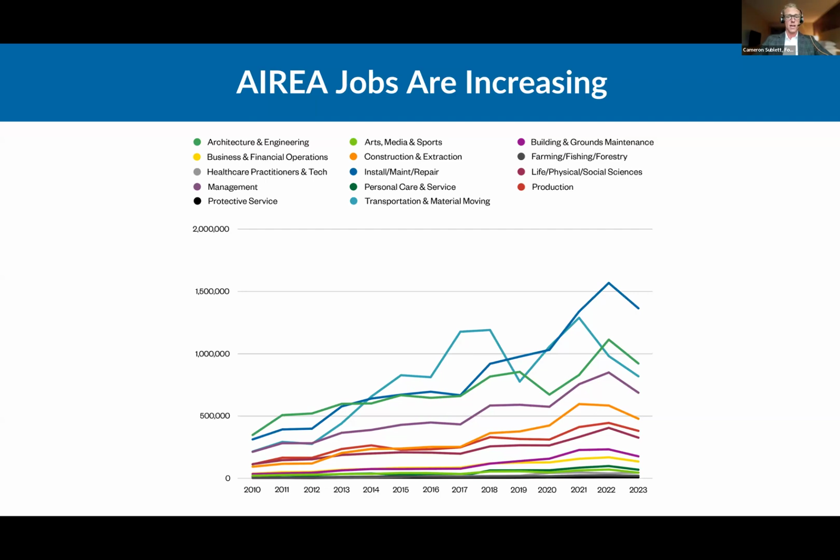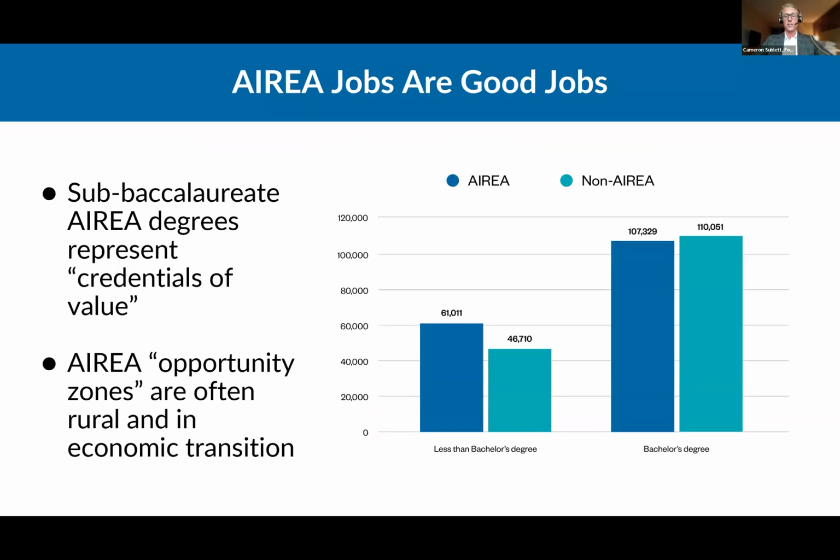Now, moving on to our next finding, we'd like to share that our scan of annual wage data, weighted by employment within occupational categories, reveals that area jobs are good jobs. As you can see, there is in fact a wage premium for sub-baccalaureate area occupations. In other words, for jobs requiring less than a bachelor's degree, the average wage is actually higher in area occupations than in non-area occupations.